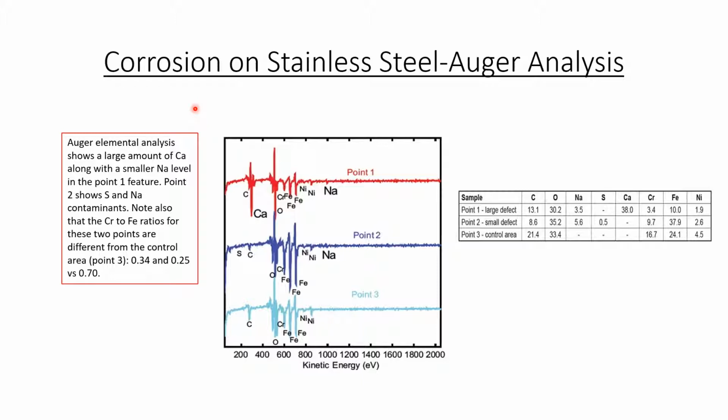The Auger elemental analysis shows a large amount of calcium along with a smaller amount of sodium in the point 1 feature. Sodium's 3.5%, calcium's 38%. Point 2 shows sulfur and sodium contaminants. Note also that the chrome to iron ratios for these 2 points are different from the control area, 0.34 and 0.25 versus 0.7 for the control area.